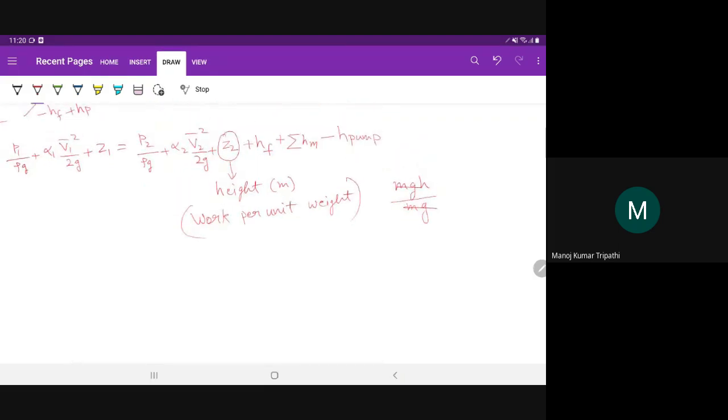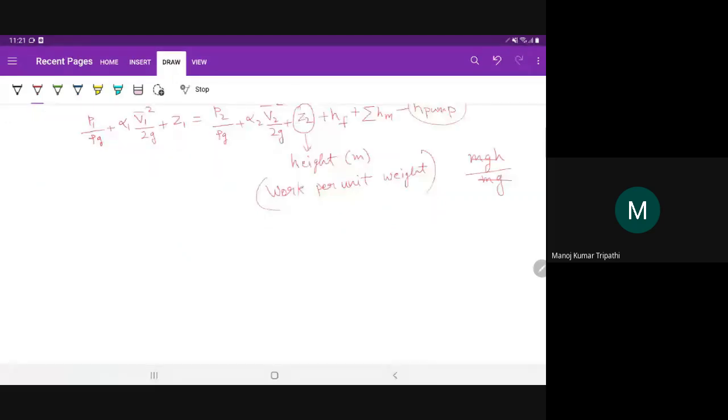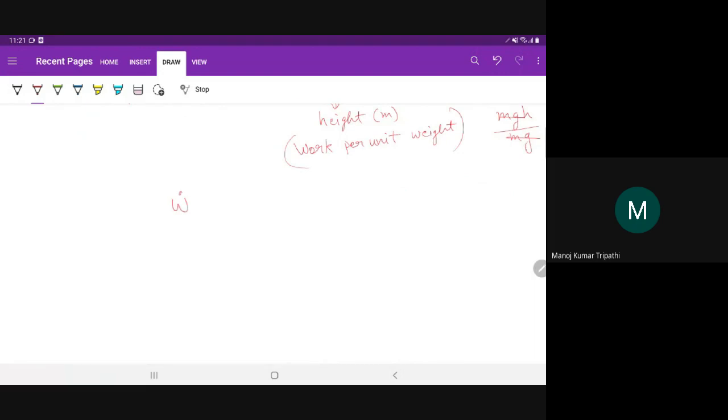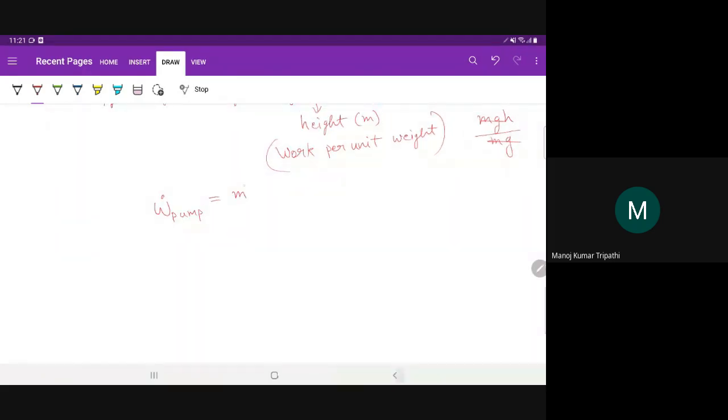And why are we writing this as work per unit weight? Because we want to calculate the work done by the pump. So we want to write that in terms of this H pump. How is the head that the pump adds to the fluid related to the work that the pump does, or the energy that we provide to the pump in terms of electrical energy? So the work done per unit time by the pump can then be written as m dot g h pump.